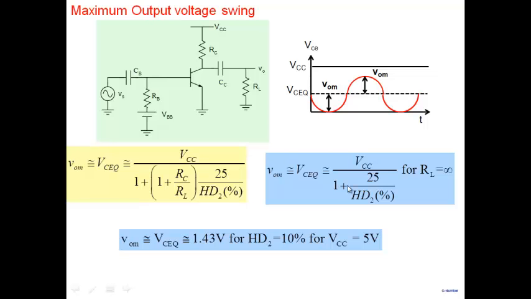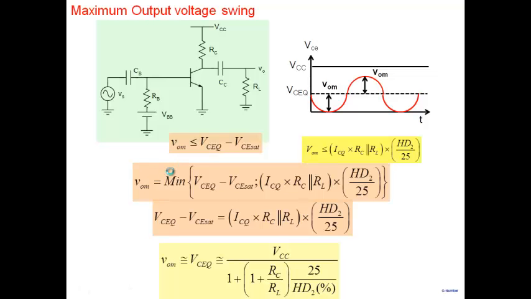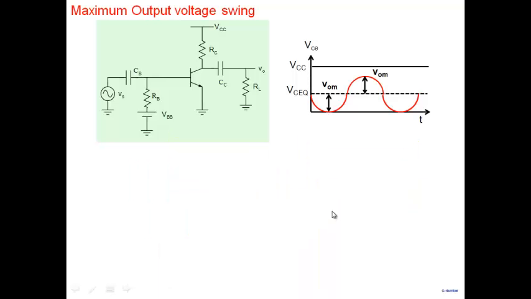So this equation neglected RL. If you want to keep RL in the picture, if there is an RL here, then this is the right way of biasing to get maximum swing. And prior to that, the general expression for calculating voltage swing in any amplifier like this is actually evaluating VCQ minus VCSAT, and evaluating ICQ, RC parallel RL, HD2 by 25, these two terms. Whichever term is minimum will decide whatever swing you'll get. So either this touching the floor here, the transistor going into saturation, or harmonic distortion.